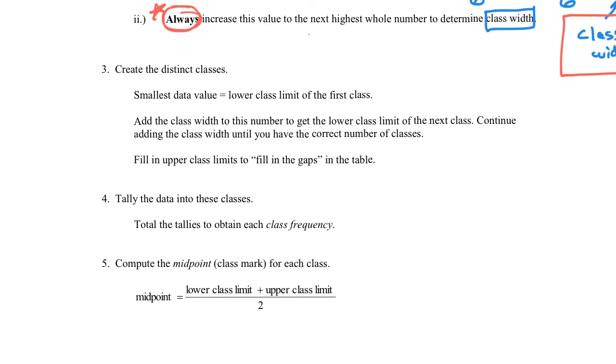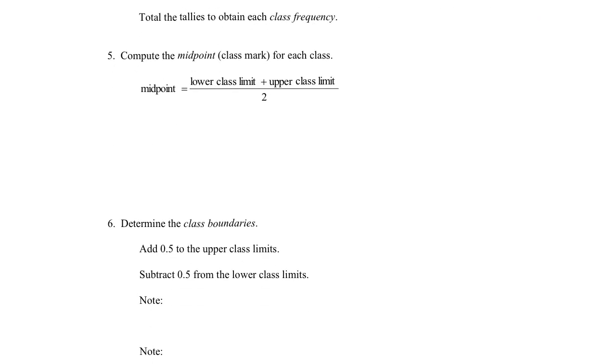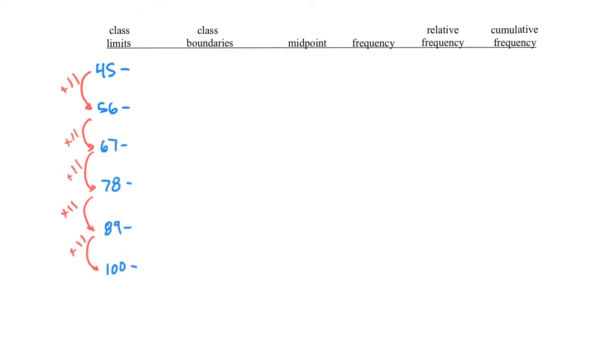And look what this part says. Fill in the upper class limits to fill in the gaps in the table. Here's what that means. So remember this right here, this whole thing is our frequency table. We're just going to fill all this table out. So the class limits, this first one starts at 45 and goes to some other number. Now the way we figure out what this number is, we look at this one. Well, 56 is going to be in this class. So if 56 is here, what's the highest this could be? 55, right? The highest this could go to is 55.